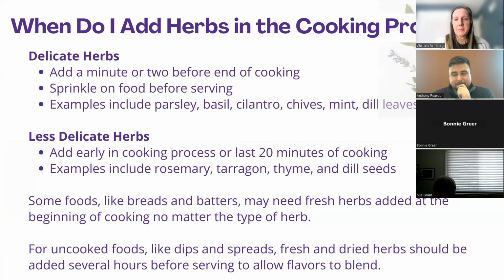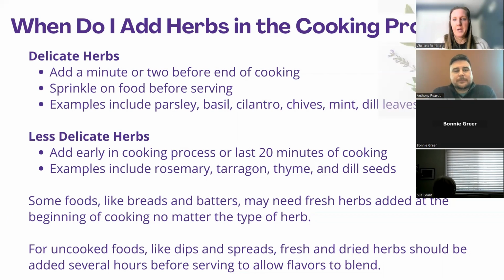So the biggest question that people sometimes wonder is, when do I add herbs in the cooking process? There are kind of two categories of this. You have your more delicate herbs and your less delicate herbs. The more delicate herbs you'll want to add as late into the cooking process as you can. This is really a minute or two before the end of cooking. And these are also best sprinkled on food after the food is already prepared.